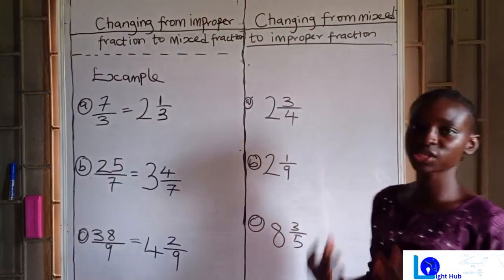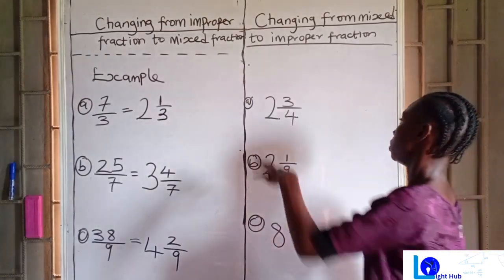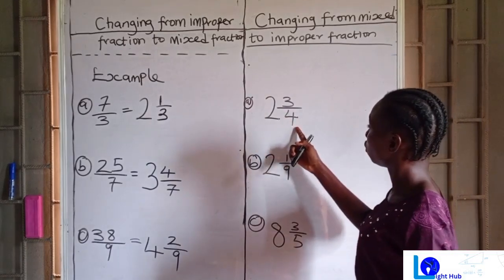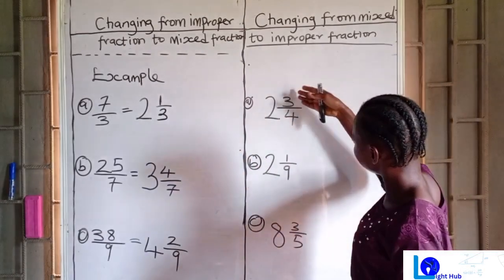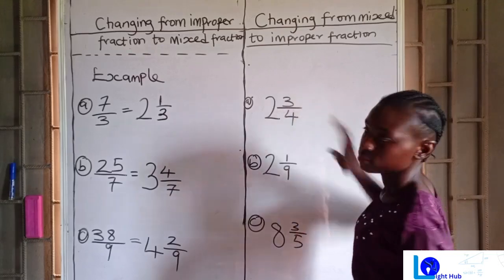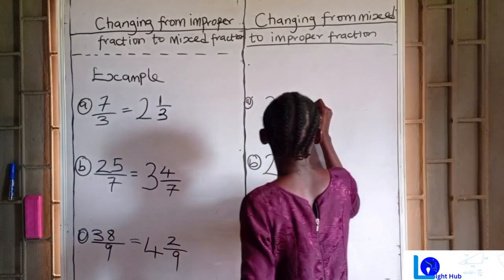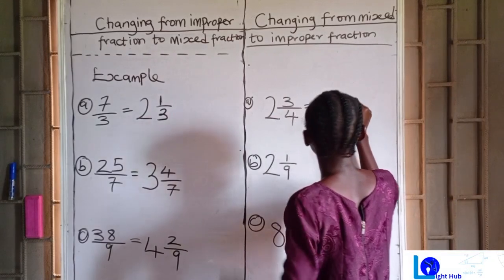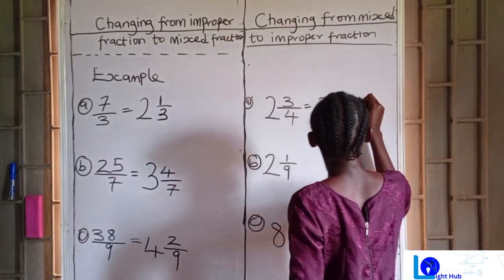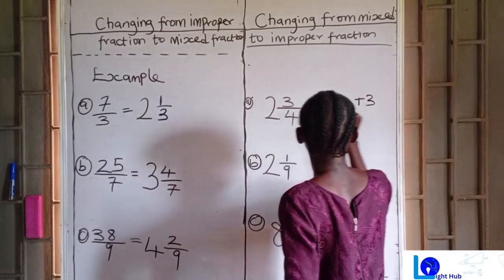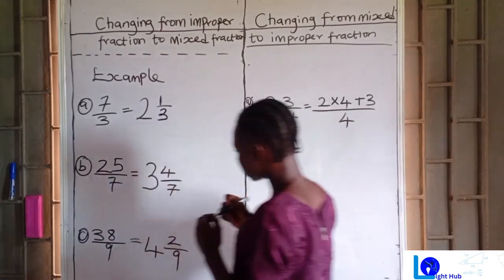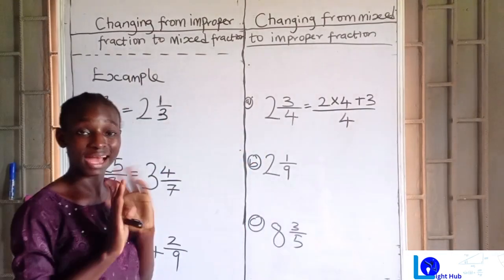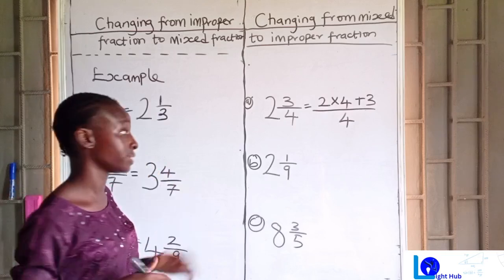If you want to change from mixed fraction to improper fraction, the whole number will multiply the denominator. Then your answer, you add it to the numerator. That's how it goes. So it's equal to 2 times 4 plus 3 over 4. Note, the denominator still remains the denominator. Nothing affects the denominator.